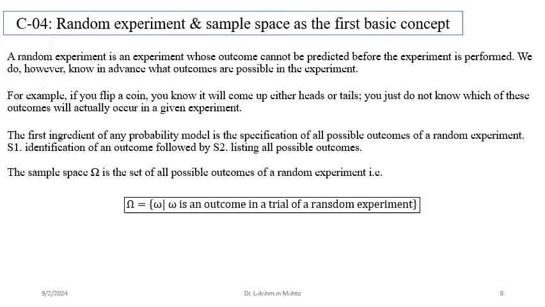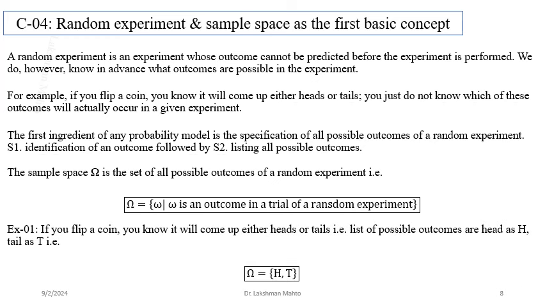So one example I will take here. The sample space, in set theory form, you can write it. The sample space is denoted by capital omega, and an outcome is denoted by a small omega. That one comes in a trial of a random experiment. So small omega is an element, the same format as in your high school set theory. An element is denoted by a small letter, and the set is denoted by a capital letter.